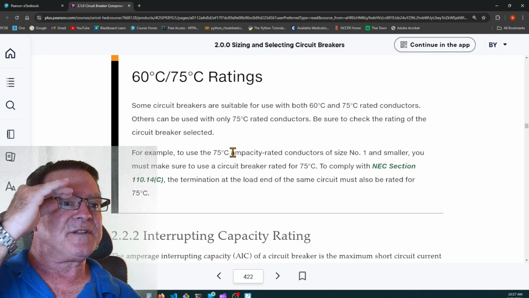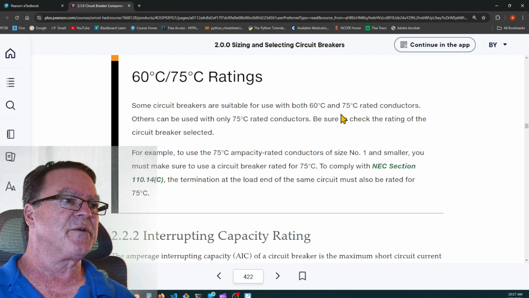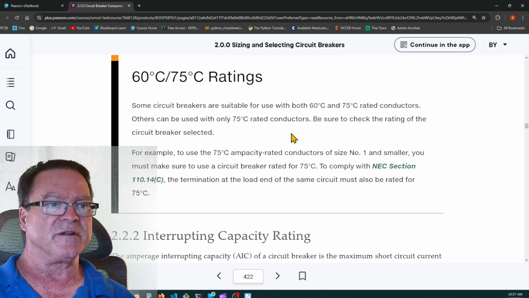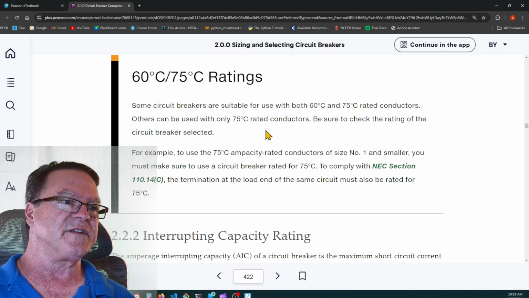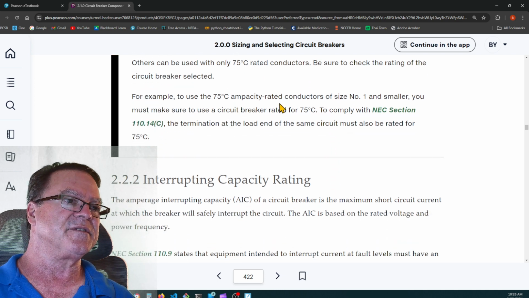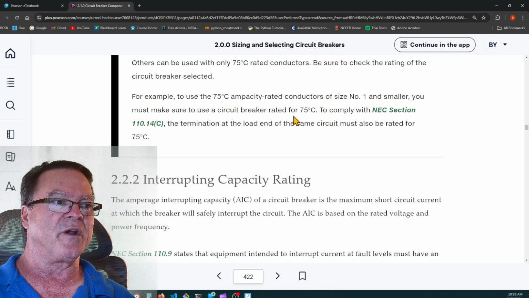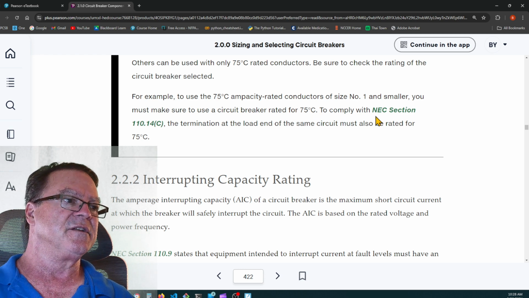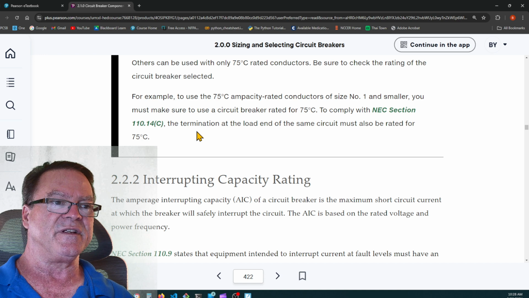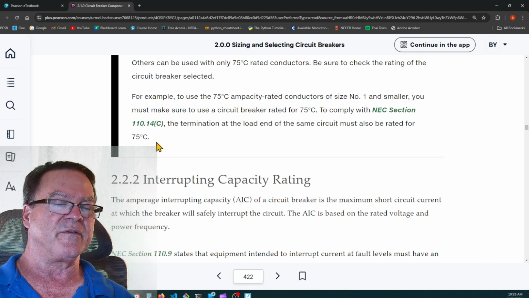60 degrees Celsius and 75 degrees Celsius rating. Some circuit breakers are suitable for use with both 60 degrees Celsius and 75 degrees Celsius rated conductors. Others can be used with only 75 degrees Celsius rated conductors. Be sure to check the rating of the circuit breaker selected. For example, to use the 75 degrees Celsius ampacity rated conductors of size number 1 and smaller, you must make sure to use a circuit breaker rated for 75 degrees Celsius. To comply with NEC section 110.14(C), termination at the load end of the same circuit must also be rated for 75 degrees Celsius.